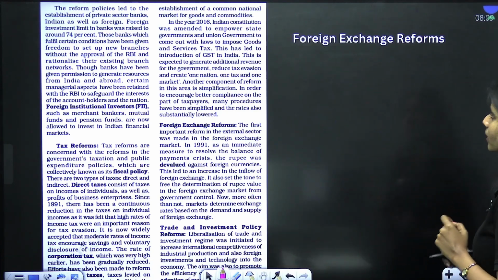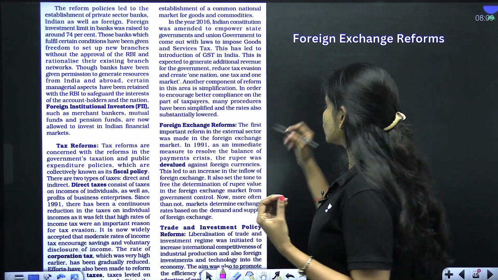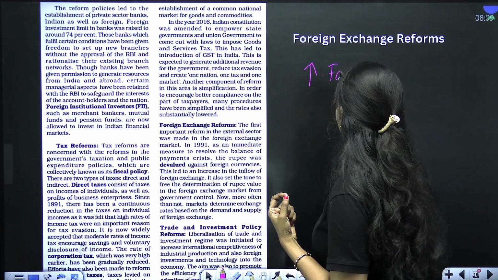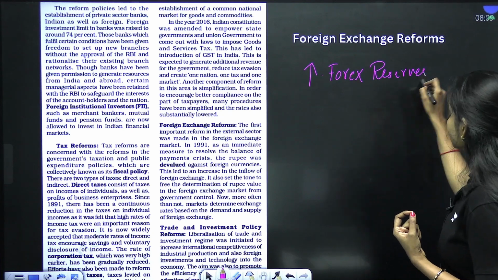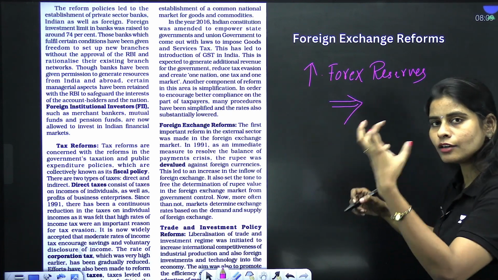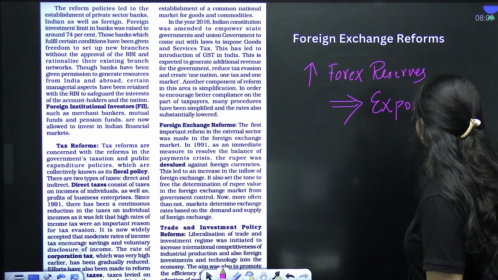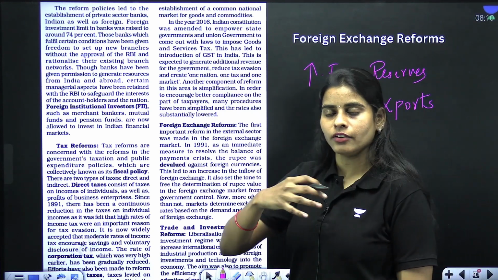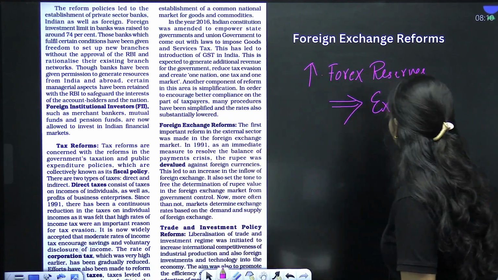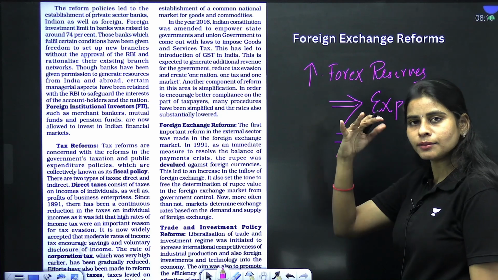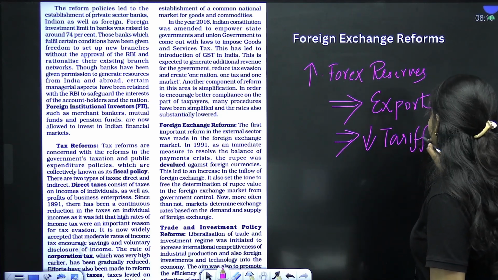And moving forward from here, as foreign exchange reforms, what did we do? We tried to increase our forex reserves. So how did we try to increase our forex reserves? We have to earn foreign currencies by promoting exports. You have to open up your economy to allow free flow of goods and services. And if you have to promote your exports, what do you have to do? Remove the restrictions and reduce the tariffs aimed at restricting the exports.